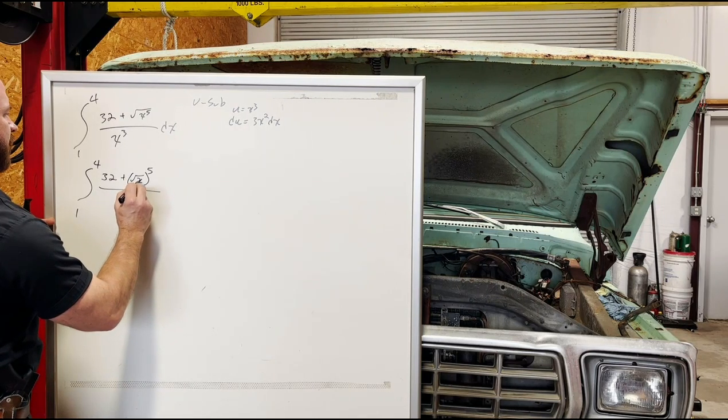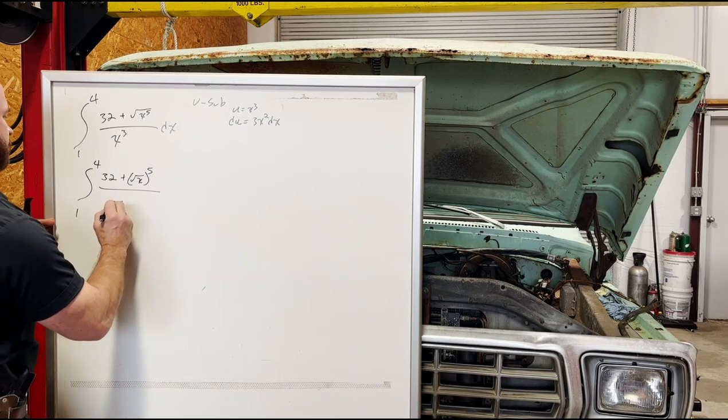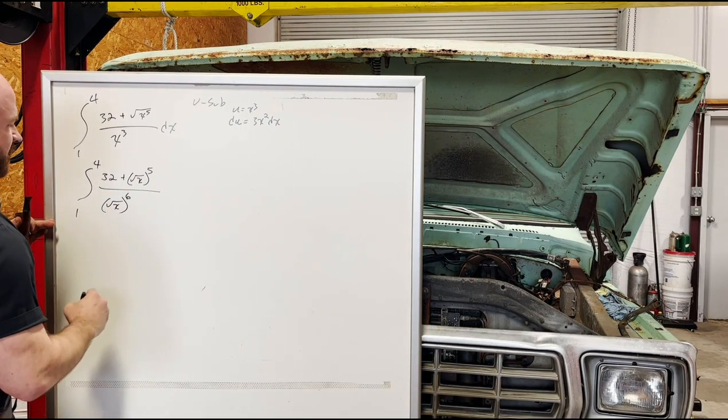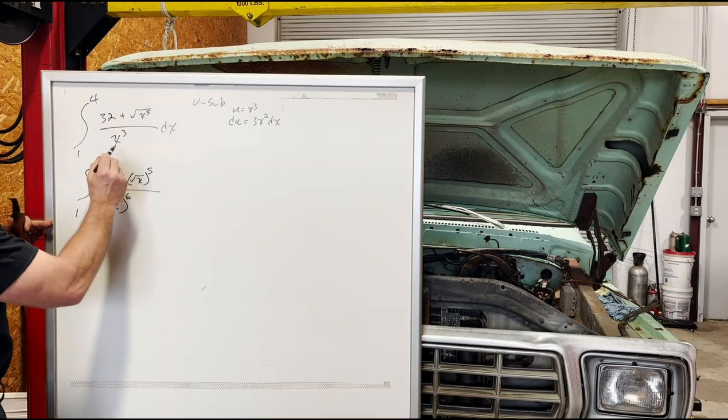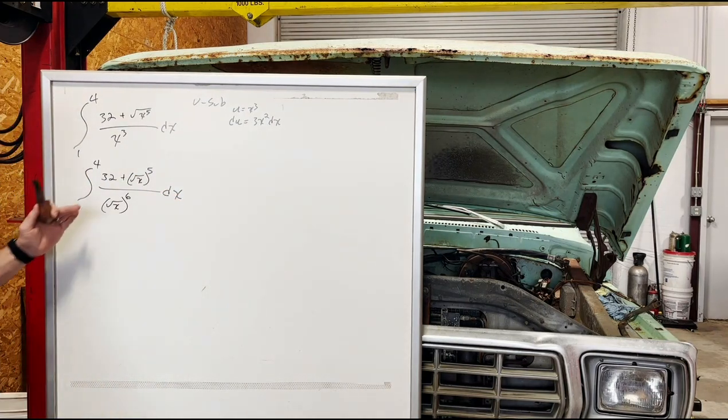Square root of x raised to the fifth. So we'll rewrite this as the square root of x. The square root of x is 1/2. We need to end up at 3. This would be 6. 6 times 1/2 is 3. That's where we started out. Dx.